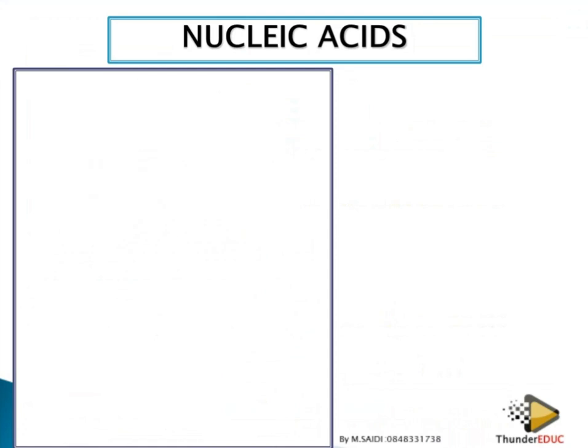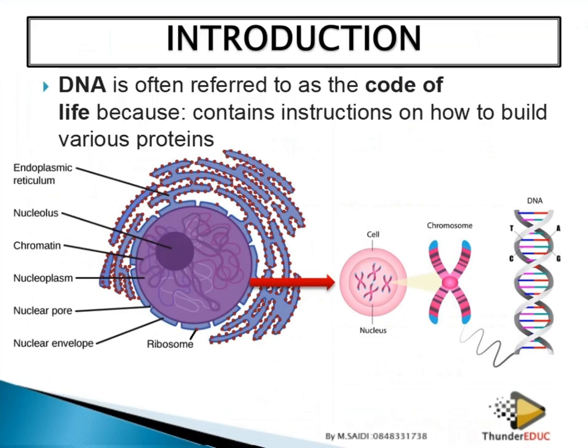Now, what is DNA? DNA is often referred to as the code of life because it contains instructions on how to build various proteins. And these proteins will be important. We're going to see later on the importance of these proteins, but they're essential for existence.